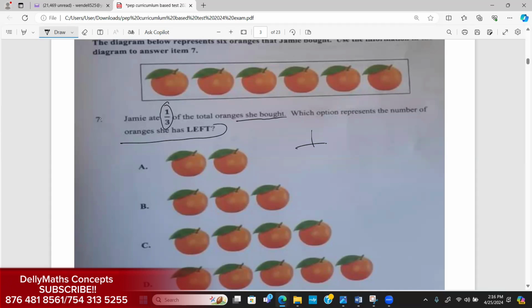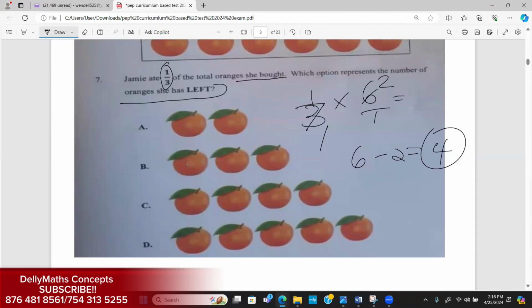So we're talking about 1/3 of 6 things. That's the amount that was eaten. So you could work this out to find out how much it was and then use it to help you. So for example, we're getting 2. 2 from 6 would leave you with 4. So 4 would have been C. This is the amount that's left.